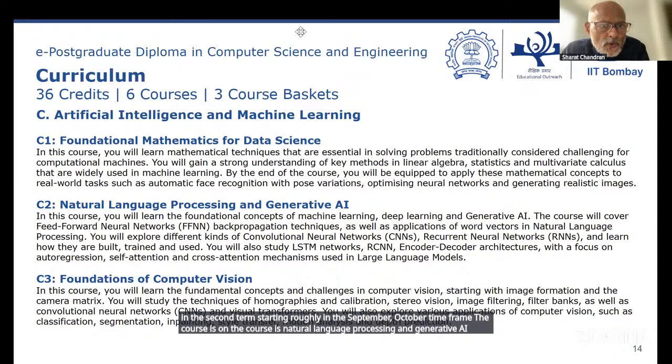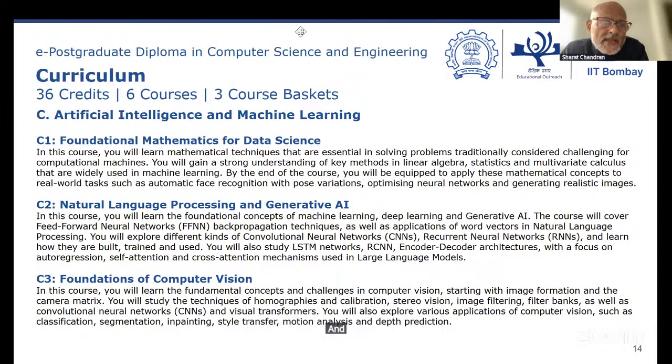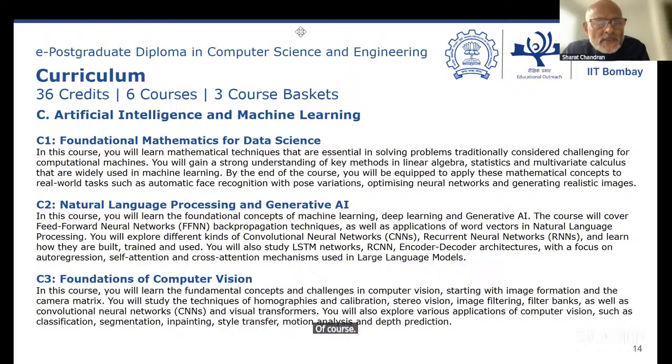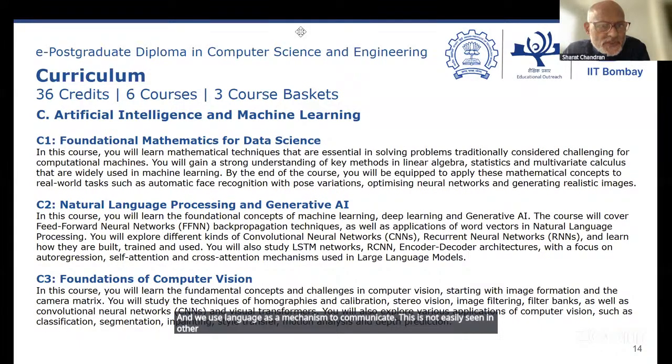Now, who has not heard of large language models? And the foundations of that is the earlier work on systems like BERT on natural language processing. Of course, we are what we are as humans because we are able to communicate, and we use language as a mechanism to communicate. This is not easily seen in other species such as fishes. Perhaps there is limited communication, we still don't understand how fishes communicate, but certainly the richness with which we communicate as human beings is because of natural language.